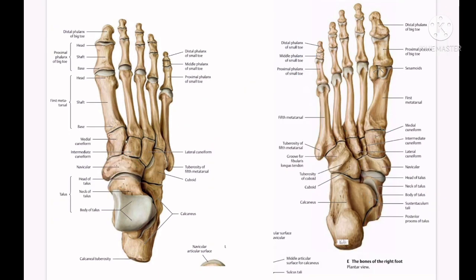Now we are going to talk about the calcaneus. The calcaneus is known as the heel bone. First I would show you the outline of the calcaneus from the dorsal view. This is the calcaneus from the dorsal view, sitting below the talus, and from the plantar view there goes the outline of the calcaneus.